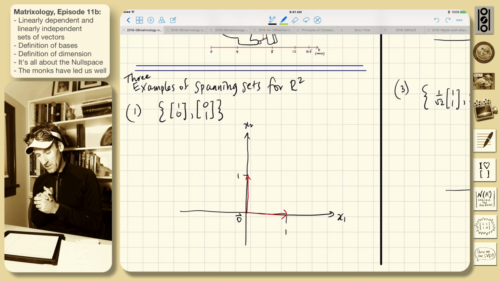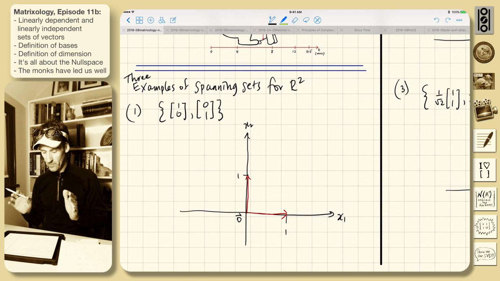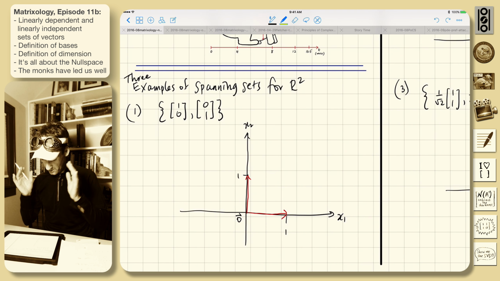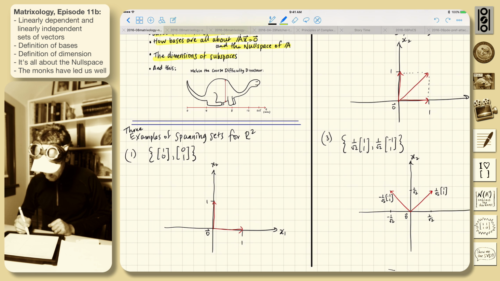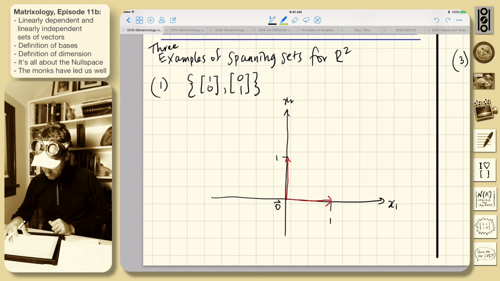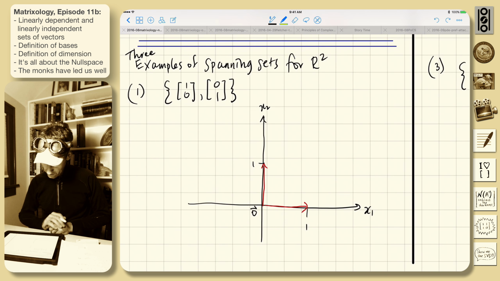So I'm going to give you 3 examples of spanning sets for R2, right? So this is a vector space. We're not talking about a subspace. It's a vector space, just the good old plane, the infinite plane, which for some reason is actually being represented on this finite pad here. Okay, because we use our brains to make bigger spaces.